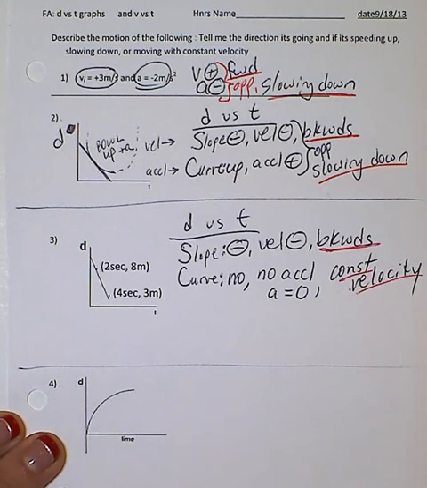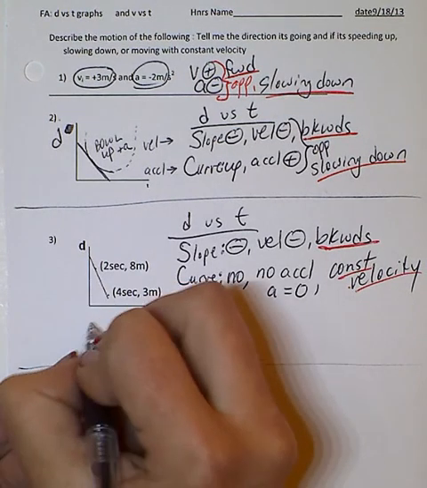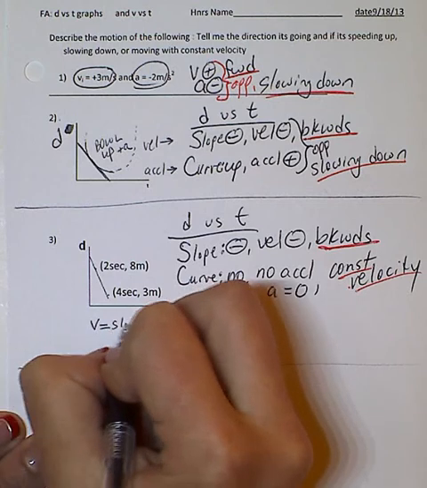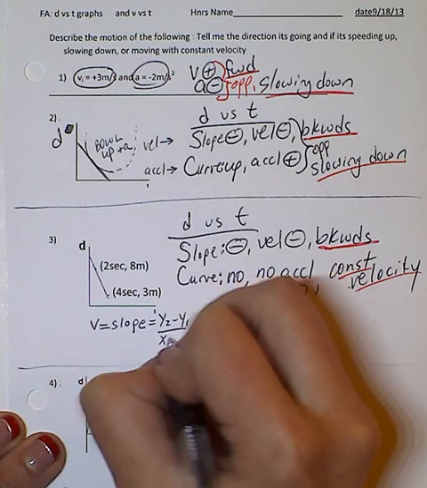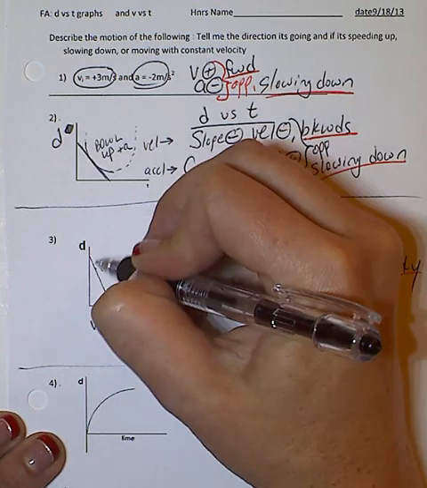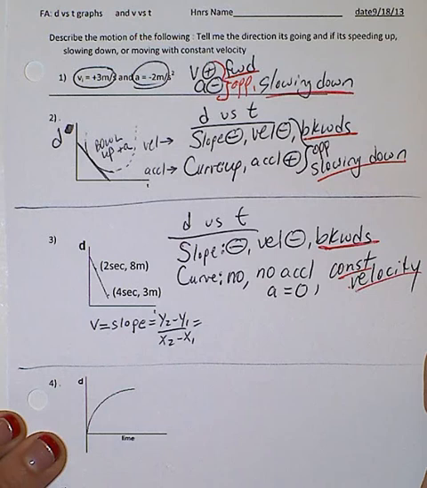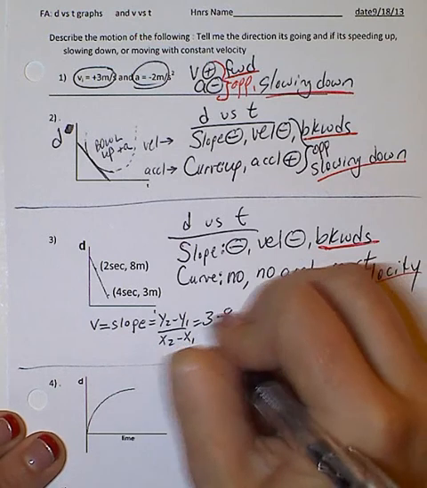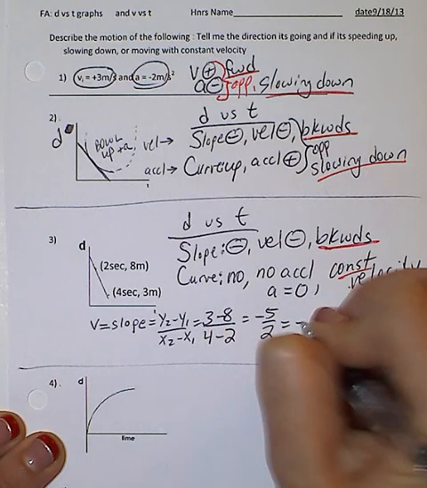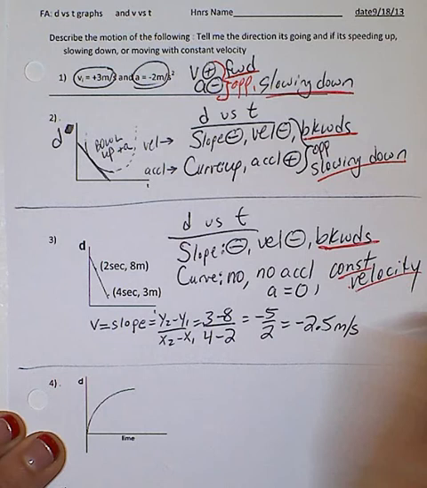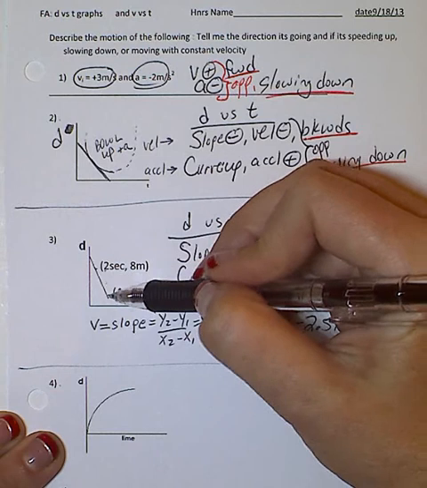I can take it a step further. I can actually say what is the velocity here. So the velocity is the slope of this kind of graph. So I'm just going to do the slope, y2 minus y1 over x2 minus x1. This is my initial point, point number 1. This is my second point, point number 2. Make sure you don't mess these up. It's 3 minus 8 over 4 minus 2, or negative 5 halves, negative 2.5 meters per second. So every second that goes by, it goes down 2.5 meters per second.